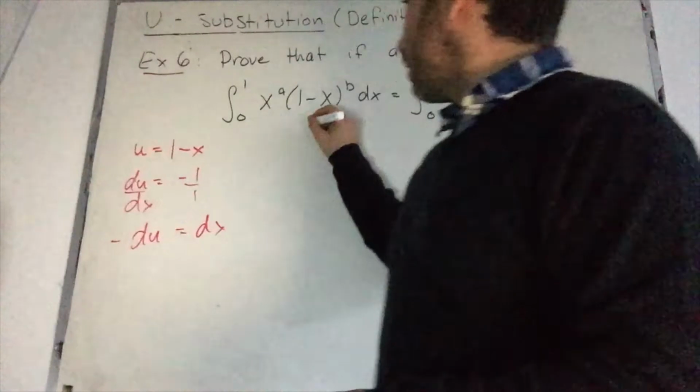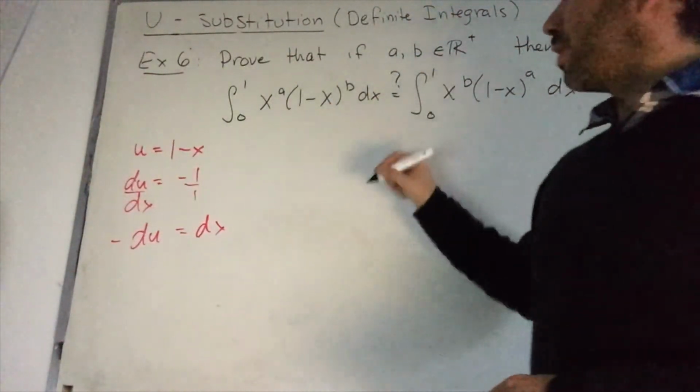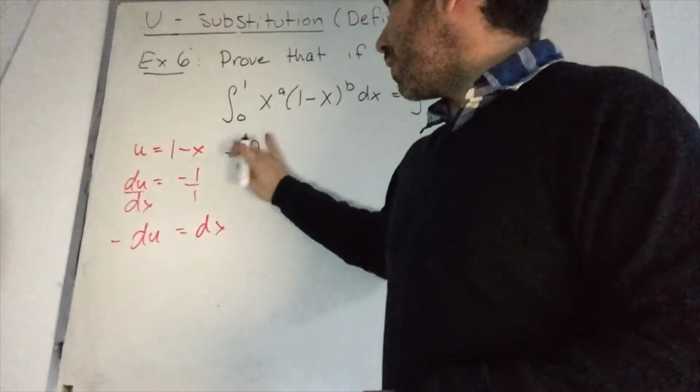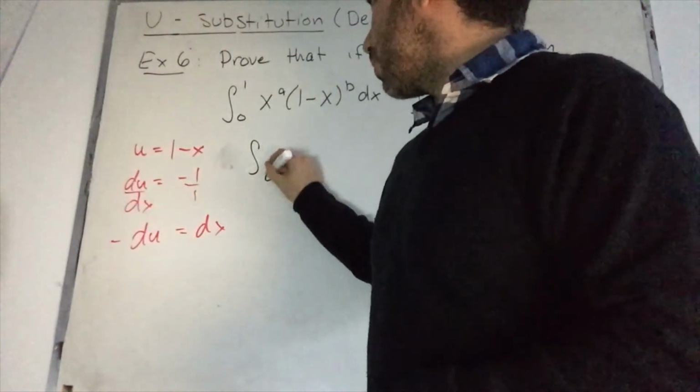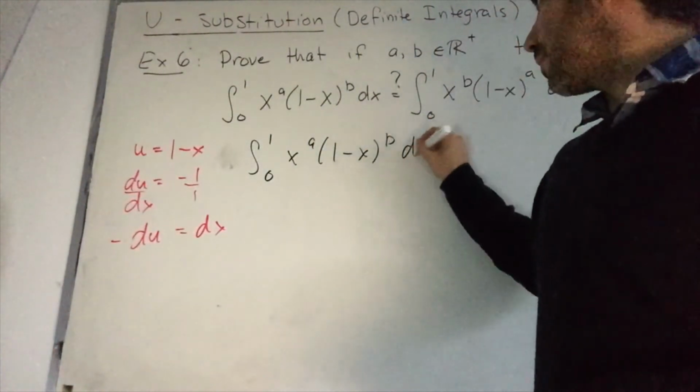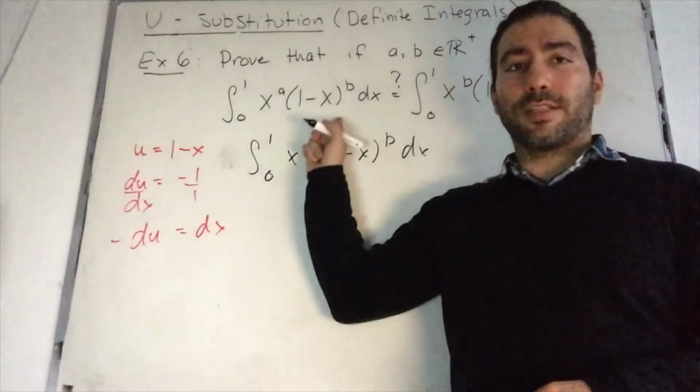So this integral here, let's put a question mark here. This integral here is equal to, let me rewrite it. We have the integral from 0 to 1 of x to the a, (1 minus x) to the b dx. That's our starting point, that's the left-hand side of the equation.